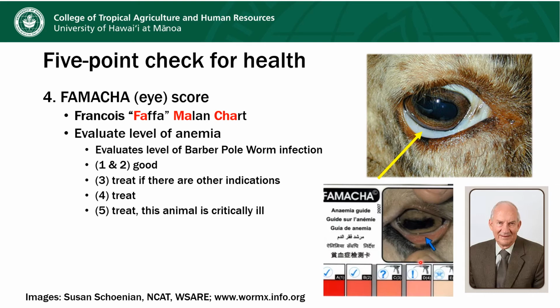Scores of 4 and 5 require treatment. An animal like the one shown here has a Famacha score of, if I could make this a 6, I would. It's very, very, very pale, and this animal is critically anemic. You can use the Famacha score to actually detect severe barber pole worm infections even before the number of eggs seen on fecal testing will tell you that there's a problem.